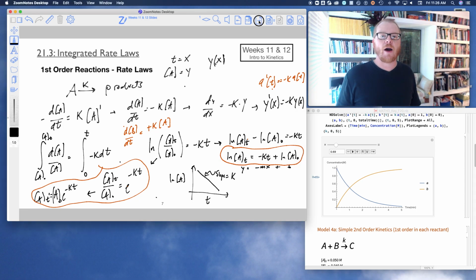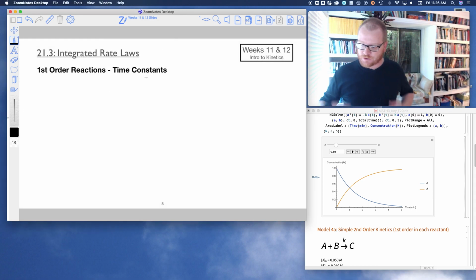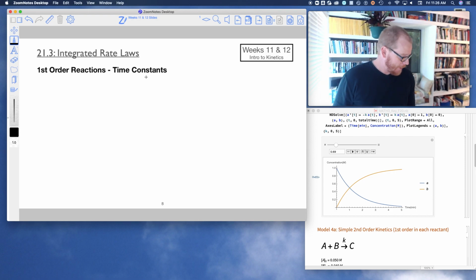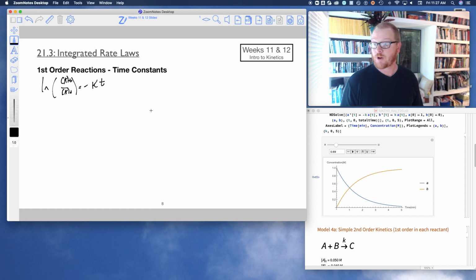So let's talk about time constants. So still first order reactions, but now let's talk about time constants, okay? So I'm going to write this in a couple different ways. First, I'm going to start by saying natural log of A at time t over A0 equals negative k times t, all right?